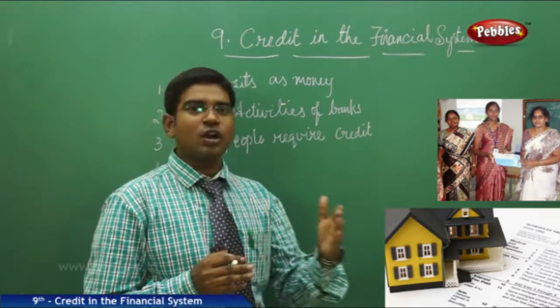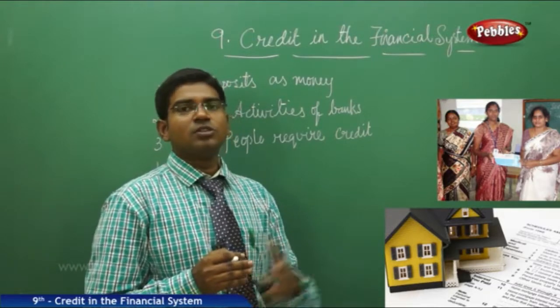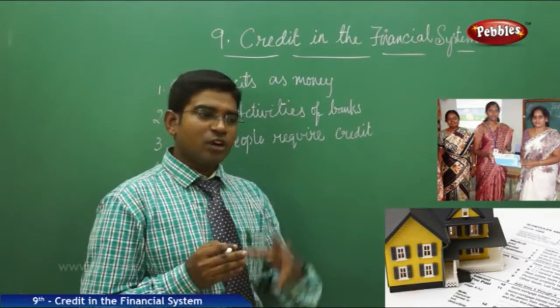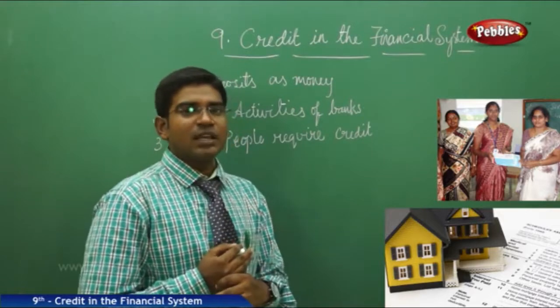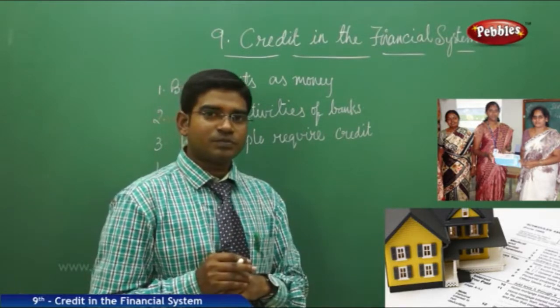This lending process is called loan amount. So they take the loan in order to do the agricultural activities. This is one type of loan.